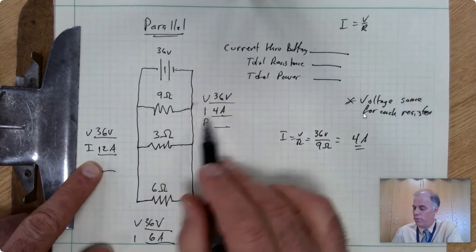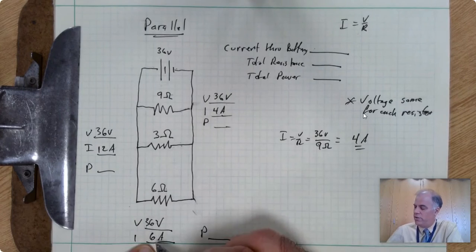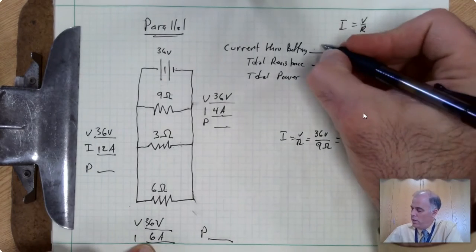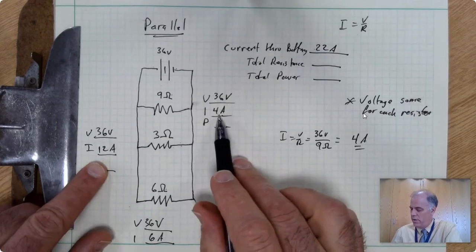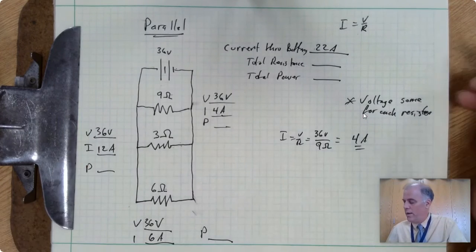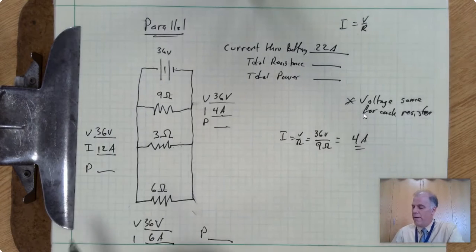So we have 12 plus 4 is 16, plus 6 is 22 amps. 22 amps. That's the current through the battery.